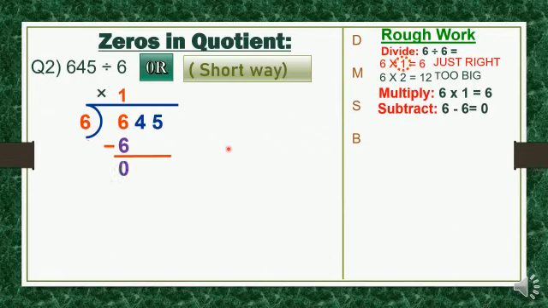Now till here it is the same as in the long way. So now we have to bring down the next number, that is 4. When we bring down this 4, we can see that this 4 is very much smaller than the divisor 6. We cannot even make one group of 6 with this 4, so we have to go for 0 times. So 0 we have to write on top of 4.